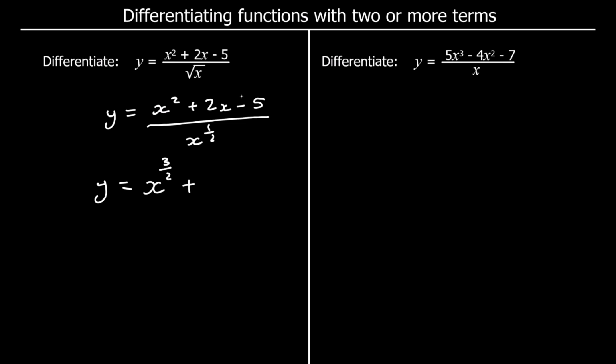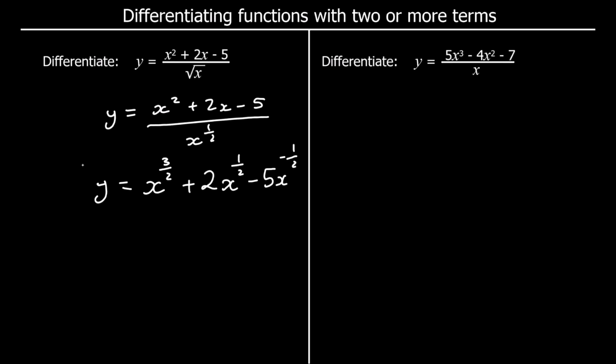2x divided by x to the power of a half. So 1 take away a half is a half. That's 2x to the power of a half. And we've got minus 5 divided by x to the power of a half. So we've got x to the power of 0. Well, 0 minus a half is minus a half. So it's minus 5x to the power of minus a half.